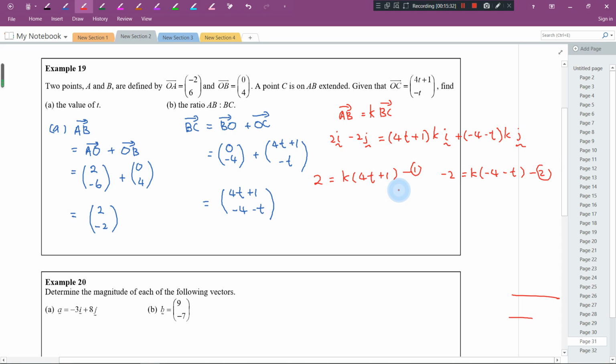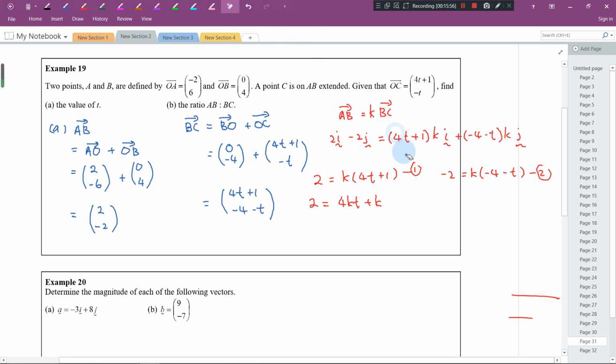Okay, so try to think. You can try to pause the video first and try to solve with your own. So there are a few ways to solve this one. You can just take the second one divided by the first one, or the first one divided by the second one, so that we can eliminate the k. If you don't want, you can just do it this way. Do some expansion first. 2 is equal to 4kt plus k, right?